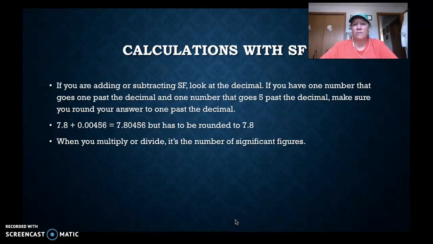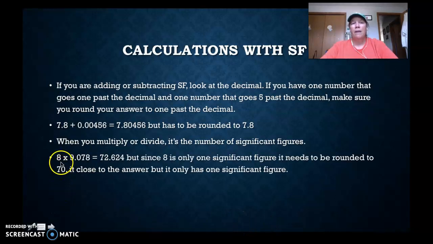Okay? When you multiply and divide, it's the number of significant figures. You don't have to worry about the decimal anymore. So like here, I took 8 times 9.078. When I multiply them together, I get 72.624. This has one significant figure. This has 4. My answer can only have 1. So I have to take this number and round it so it only has one significant figure.